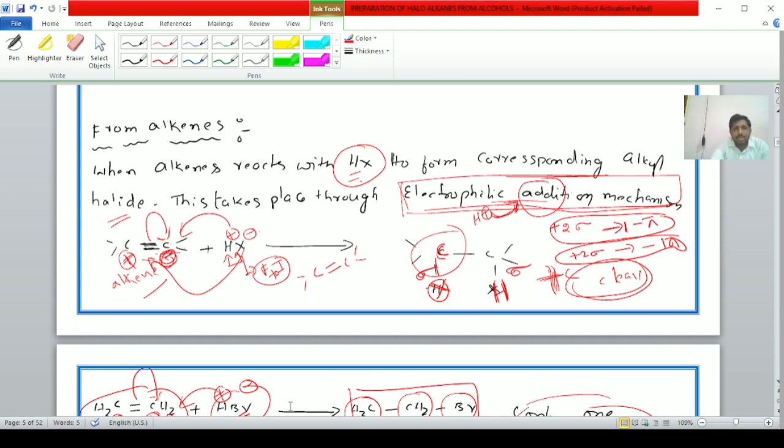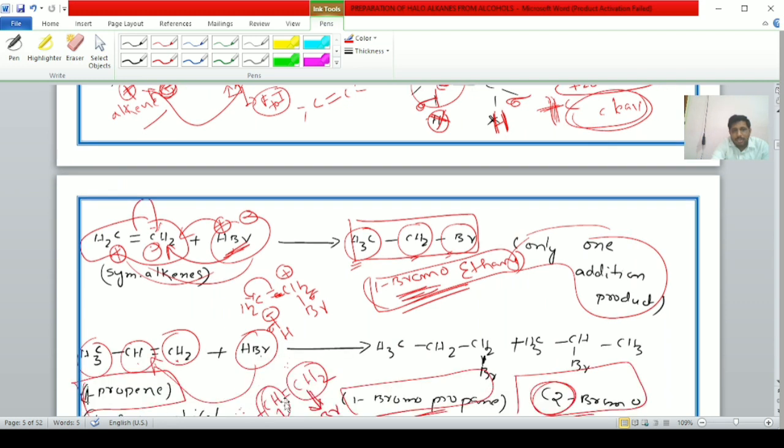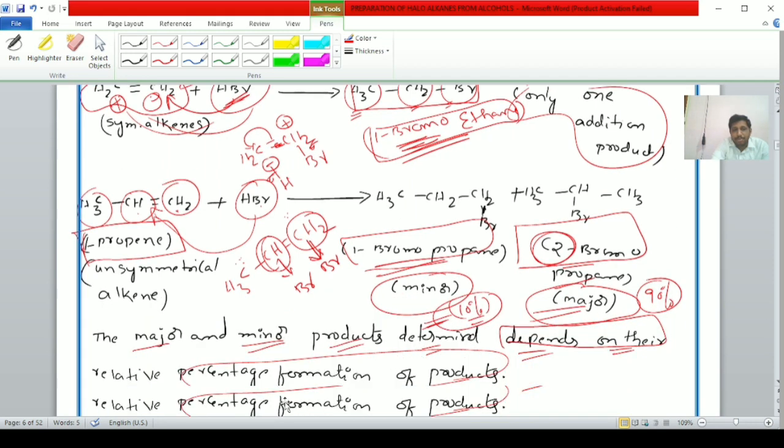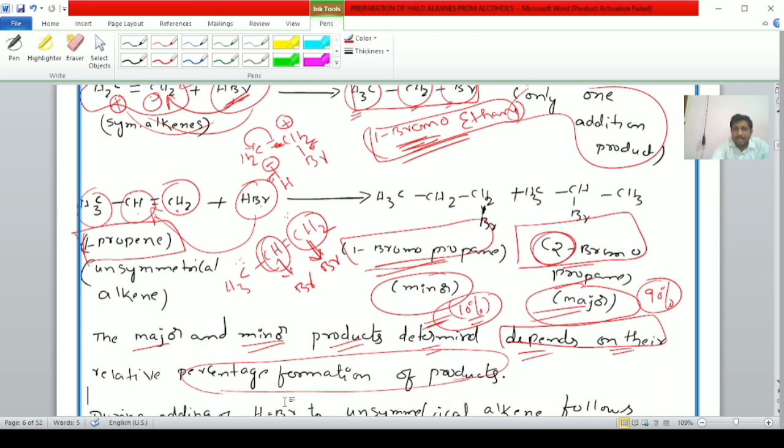From alkenes, students. When alkenes react with hydrogen halide to form the corresponding alkyl halides, this takes place through the electrophilic addition mechanism. This point is important, student. Next, when alkenes react with hydrogen bromide, they can form haloalkane. When a symmetrical alkene like ethene reacts with hydrogen bromide to form bromoethane, only one addition product is possible. Whereas when an unsymmetrical alkene reacts with hydrogen bromide, it can form 1-bromopropane and 2-bromopropane.